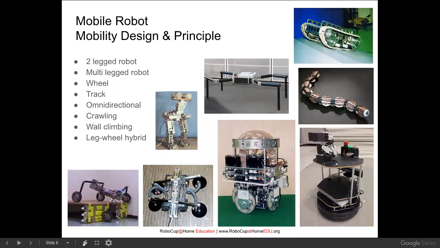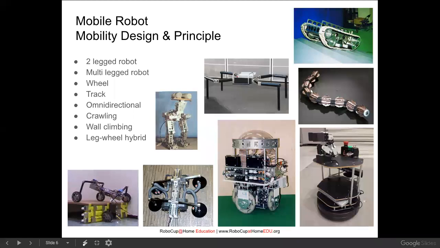And also we can have mechanisms very similar to animals, for example crawling, like a snake, or even wall climbing. So not just on the ground, but you can also make the robot climb walls on a flat surface. It's like the window cleaning robot and so on. Then we also have hybrid systems, the leg and the wheel combined together, very similar to the one we designed for the Mars rover and so on. So you can see various different types of mechanisms.